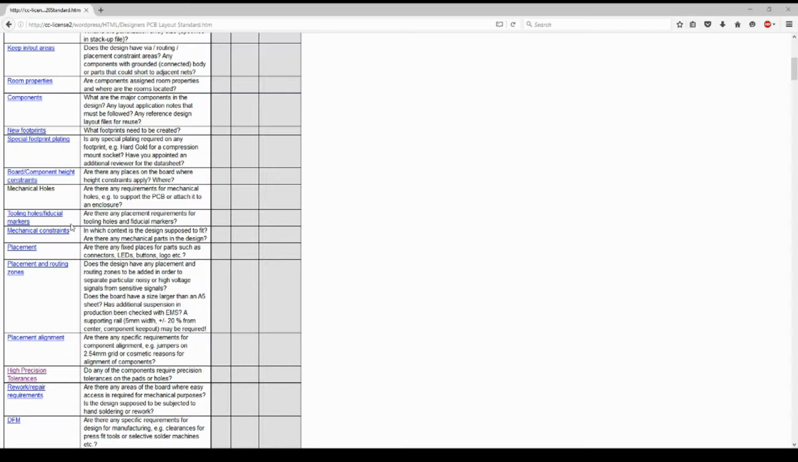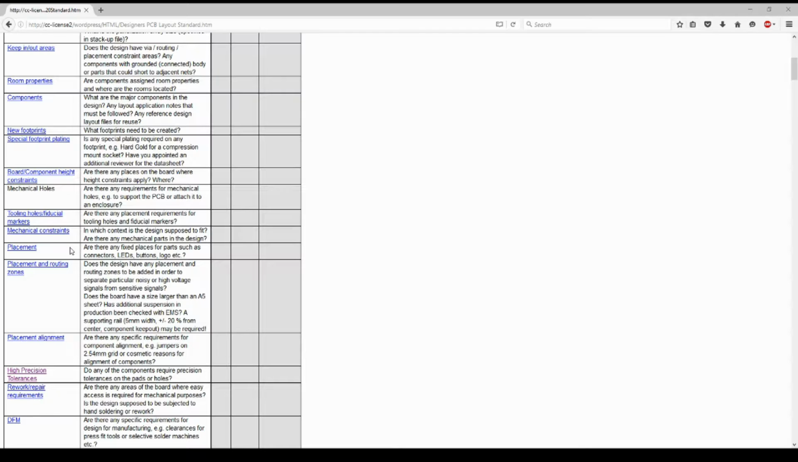Tooling holes, fiducial markers. This is more or less a standard thing, but if the board is not going to be mounted in a frame, tooling holes must be part of the design. Fiducial markers we pretty much always add to the board, as well as the frame. There will be different reasons for adding them, so it's important to figure out what the requirements are here. Sometimes a customer wants additional fiducial markers because of specific components that they may have faced problems with in the past. So good to ask.